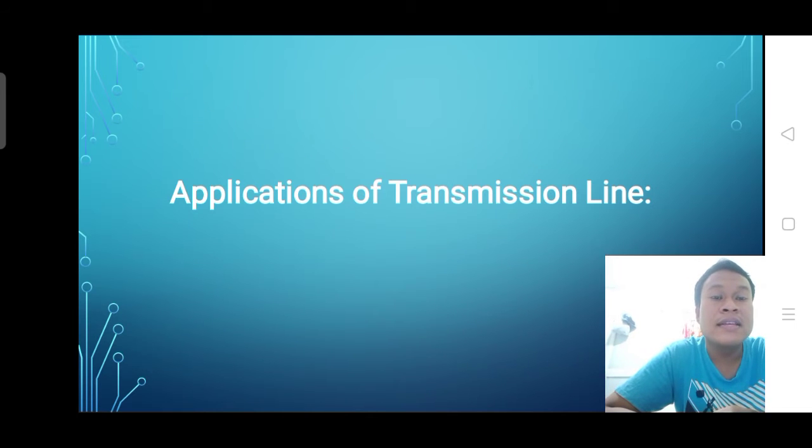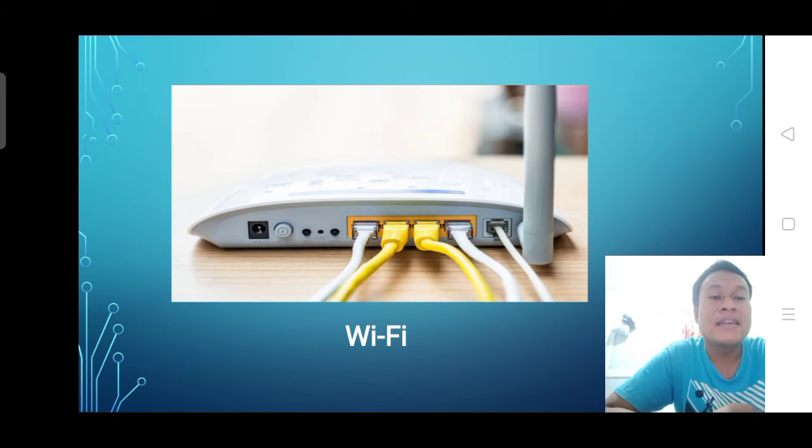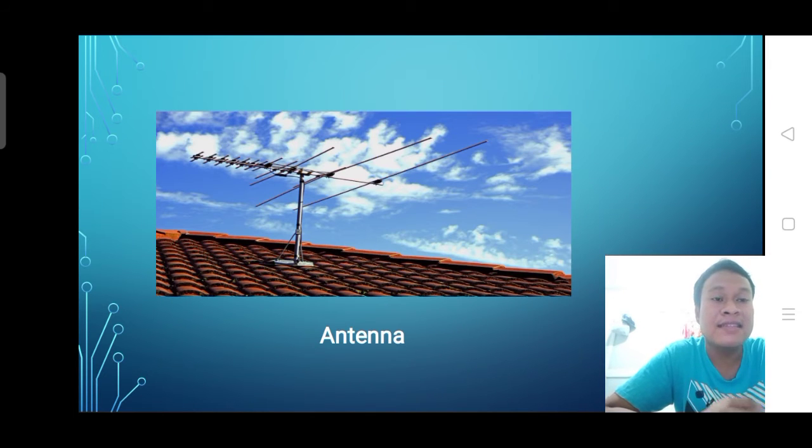So, here are the applications of transmission line. First is our Wi-Fi. Next is the antenna. An antenna is considered a transmission line because it can receive and transmit information. It can be in our television or our radio.